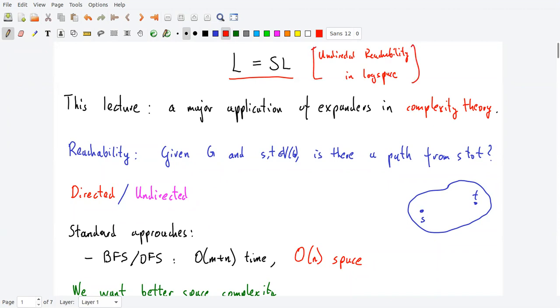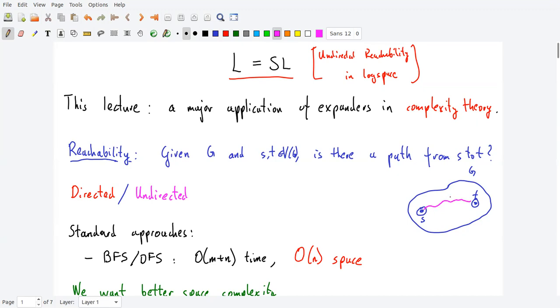So as I said, this is a major application of expanders in a complexity theory problem, and the problem that we will be considering in this lecture is reachability. This is a very basic problem that you have seen many times throughout your studies. You are given simply a graph G, two vertices S and T, and the question is: is there a path from S to T? Can I reach T from S starting walking from S?